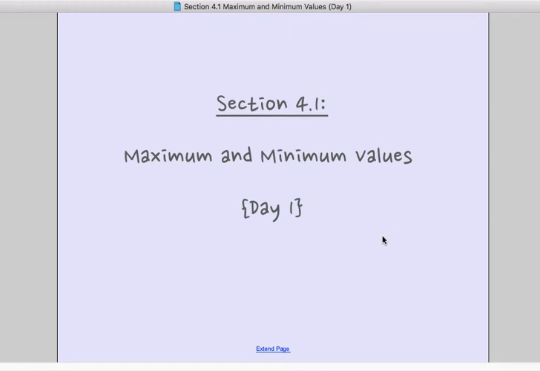Good morning, class, and welcome to Chapter 4. Today we're going to start out by looking at Section 4.1, maximums and minimum values. The good news is today we're going to look at graphs. Tomorrow we're going to go ahead and look at how you find maximums and minimums using calculus.